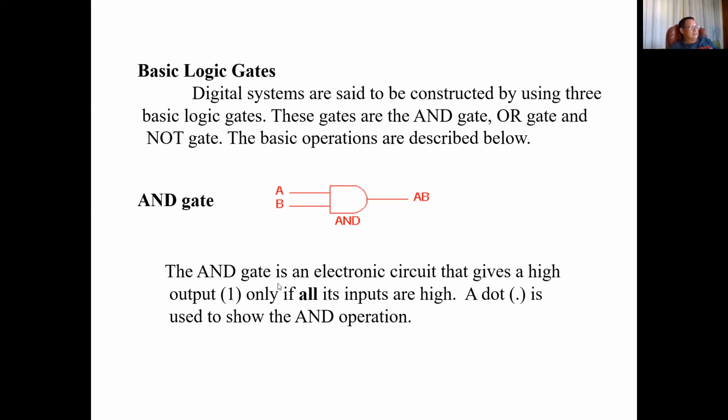Do you follow? So the AND gate is an electronic circuit that gives a high output, or a 1, if all inputs are high, or all inputs are 1. A dot or multiplication is used to show the AND operation, A dot B, or just A and B. Any questions so far?